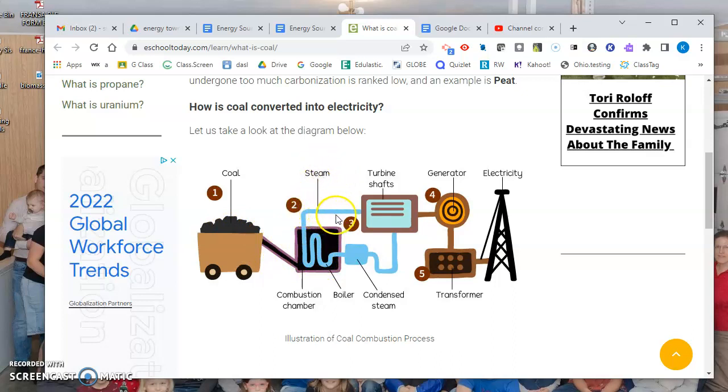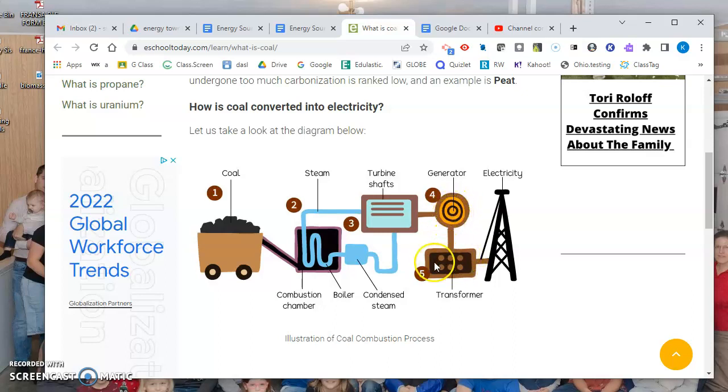That steam then is moved along into this area where it flows past a turbine, and the turbine is spinning. The spinning turbine is attached to a shaft over here to a generator, and a generator is a magnet surrounded by a bunch of copper wires. That's what a generator is. I would have told you that in class. And that generator then creates the electricity.